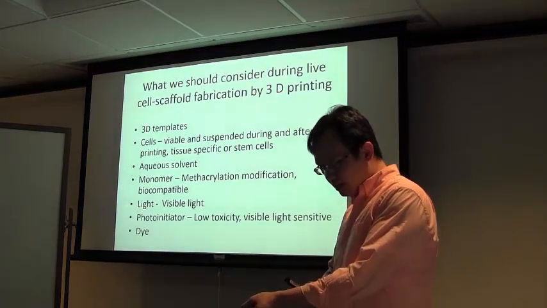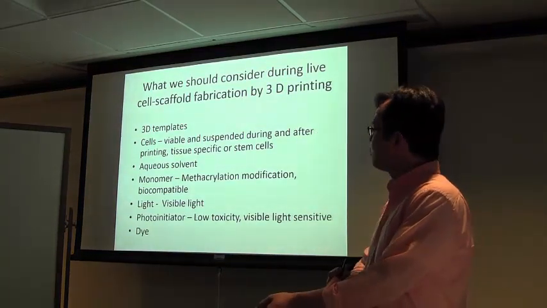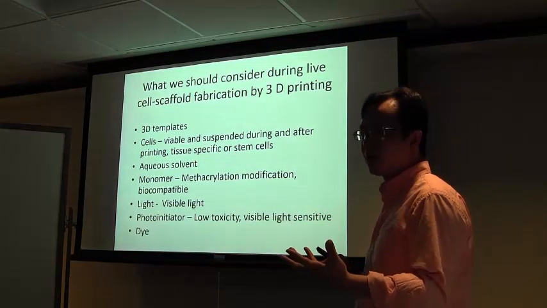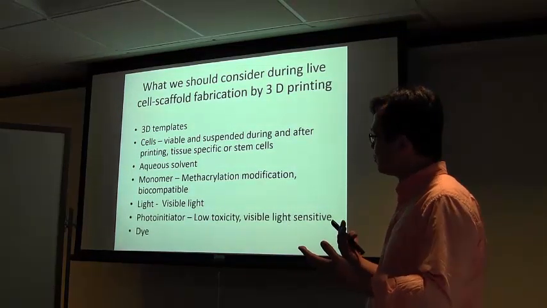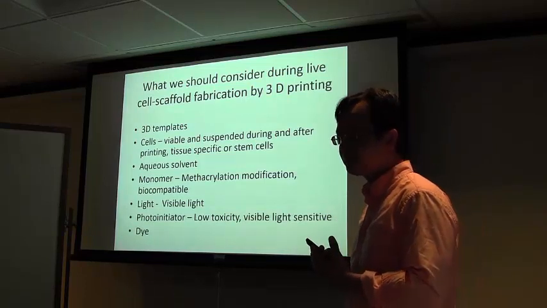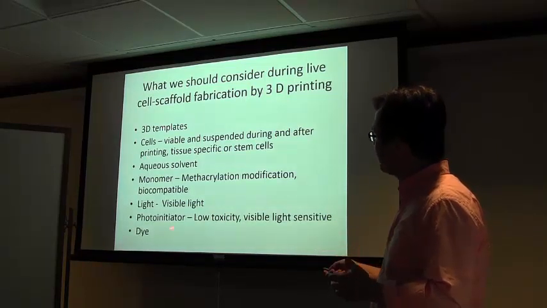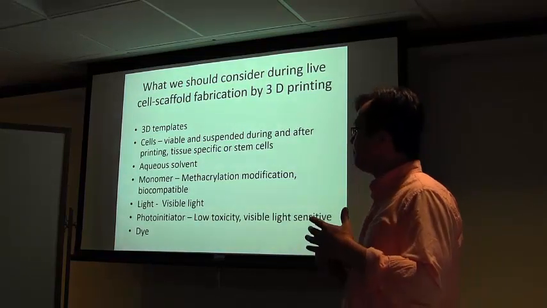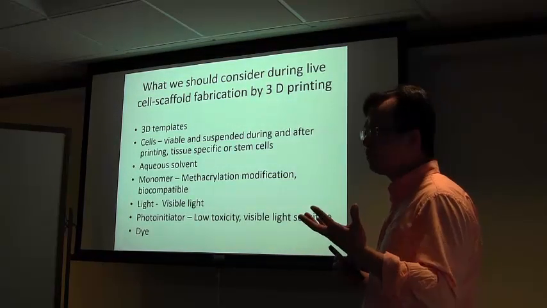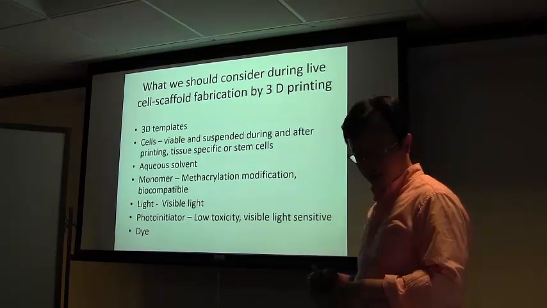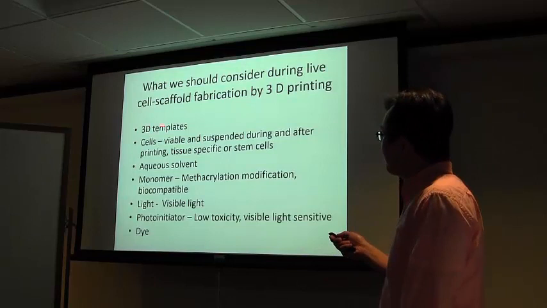Okay, so let's start the project. I'm going to think about how we can change the parameter condition to allow the technology to be used for life cycle applications. This may also be useful if you want to do 3D printing by yourself in future. So first, we need a 3D template.